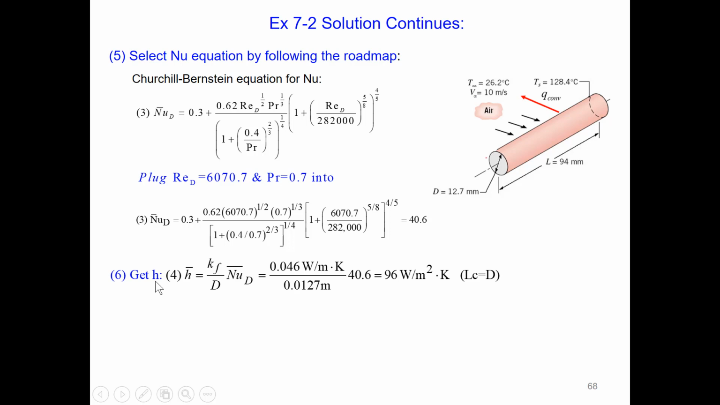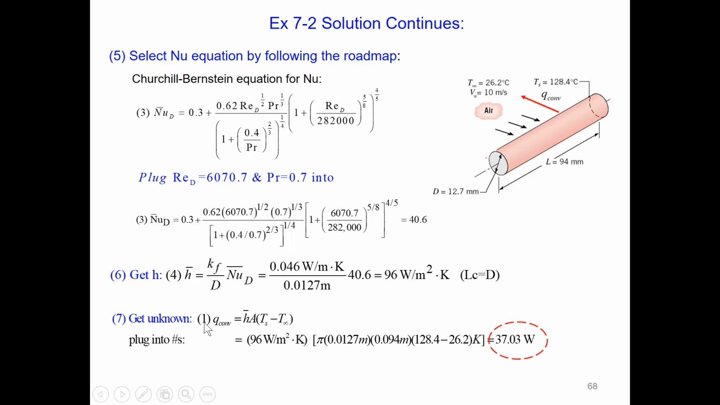6. Get h value. We use equation 4 to calculate the averaged heat transfer coefficient, plug in numbers: conductivity, averaged Nusselt number, diameter, to get the averaged heat transfer coefficient. 7. Get unknown. We go back to equation 1, then plug in numbers: heat transfer coefficient, area pi D L, temperature difference. Finally, we get the convection heat rate loss.